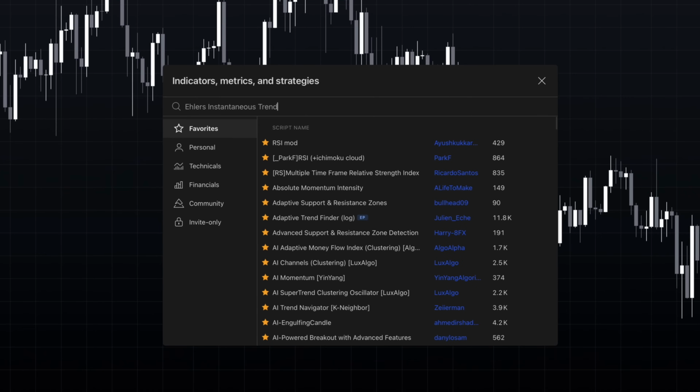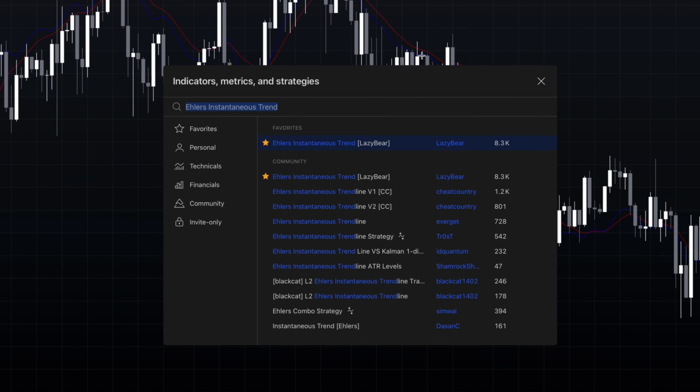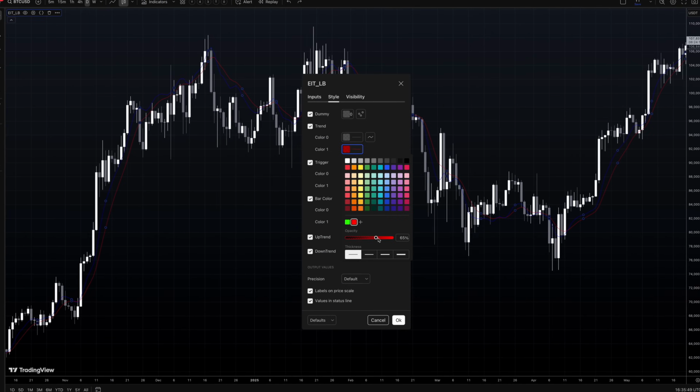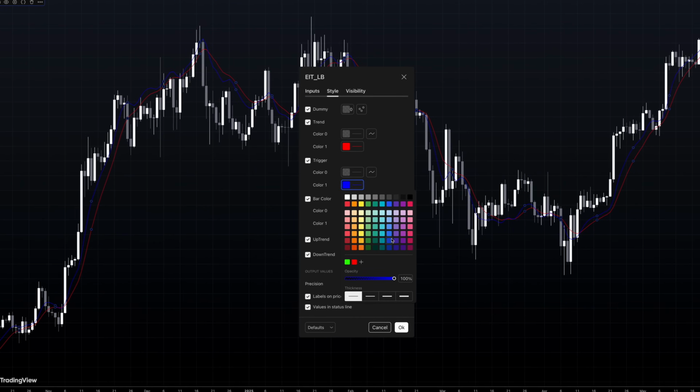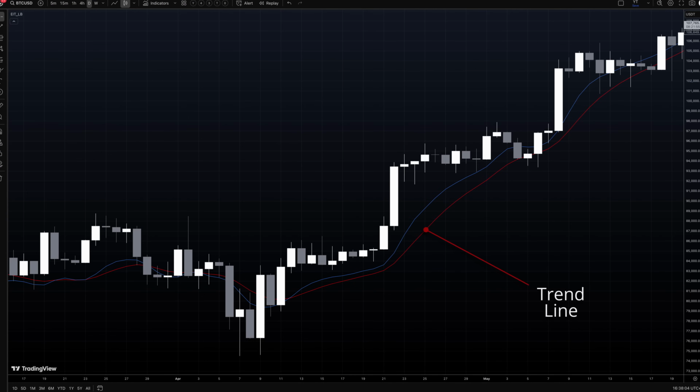Created by Lazy Bear and based on the work of John Ehlers, the Ehlers Instantaneous Trend Indicator uses digital signal processing to highlight trend direction and potential reversals with minimal lag. It applies a recursive filter formula to generate a smoothed trend line and a trigger line, offering a faster and more responsive view of market shifts compared to traditional moving averages.